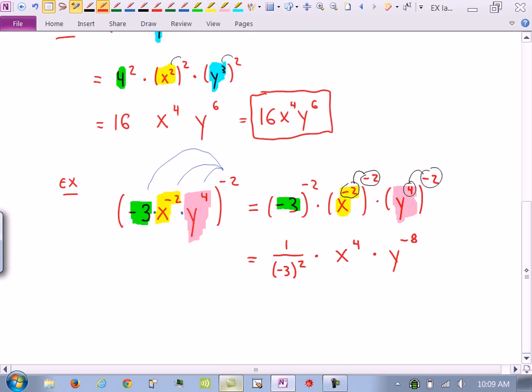Which is now going to be in my next line. So we'll work our way across again. What's 1 over negative 3 squared? So negative 3 squared means negative 3 times negative 3, which is 9. So I have 1/9.